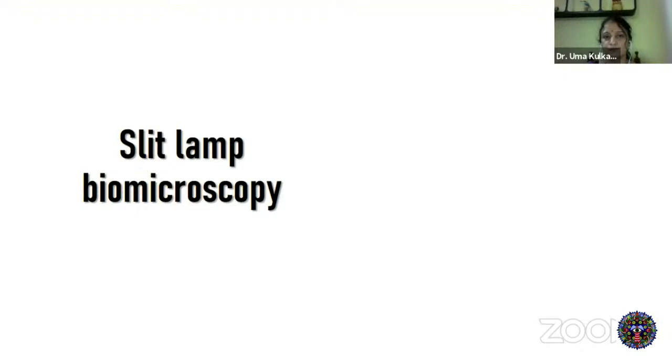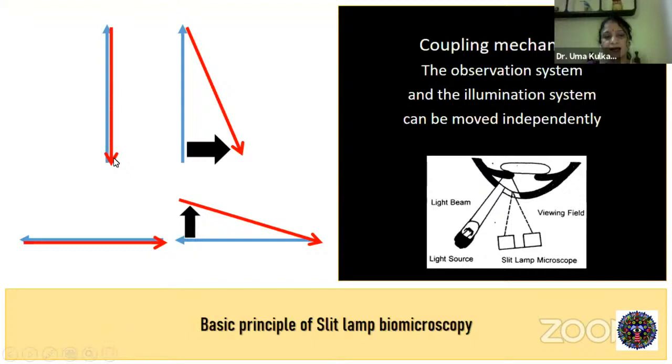In slit lamp biomicroscopy, the biggest advantage is that the illumination beam and the viewing beam can be separated from each other. They are not incorporated into the same head, but they rotate around each other in such a way that if this is the illumination beam, the viewing beam can be from somewhere else. So when the light is falling on an object here, the illumination is directed here and the focusing can be directed from here, but they are separated. That's the biggest advantage because it allows us to see the cornea and the anterior chamber structures from different angles when the light is falling from different directions. So that is a very big advantage of the slit lamp.